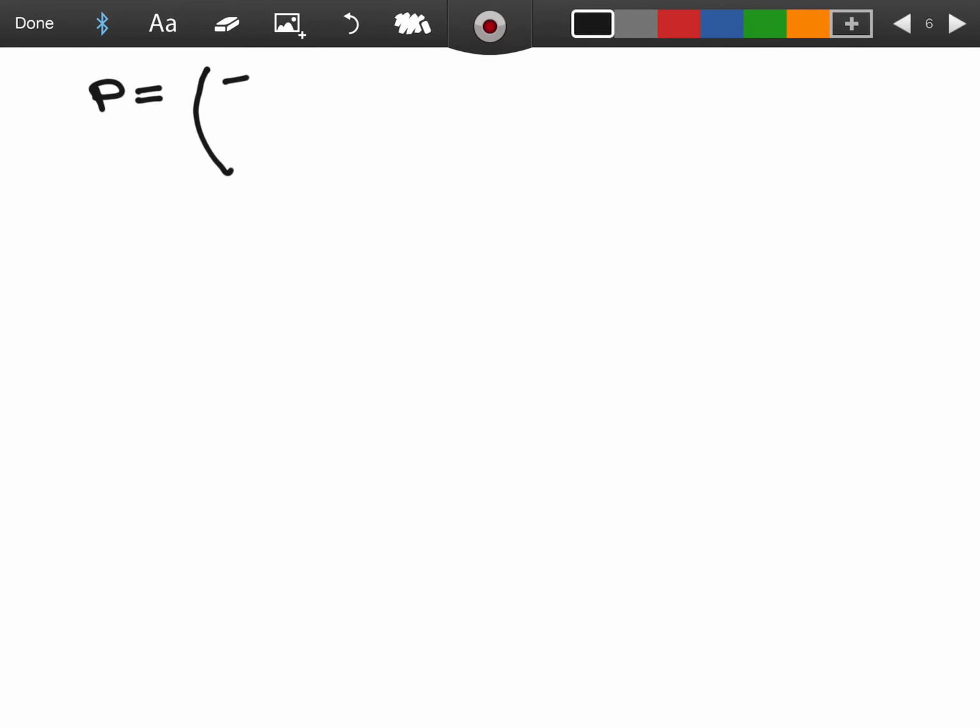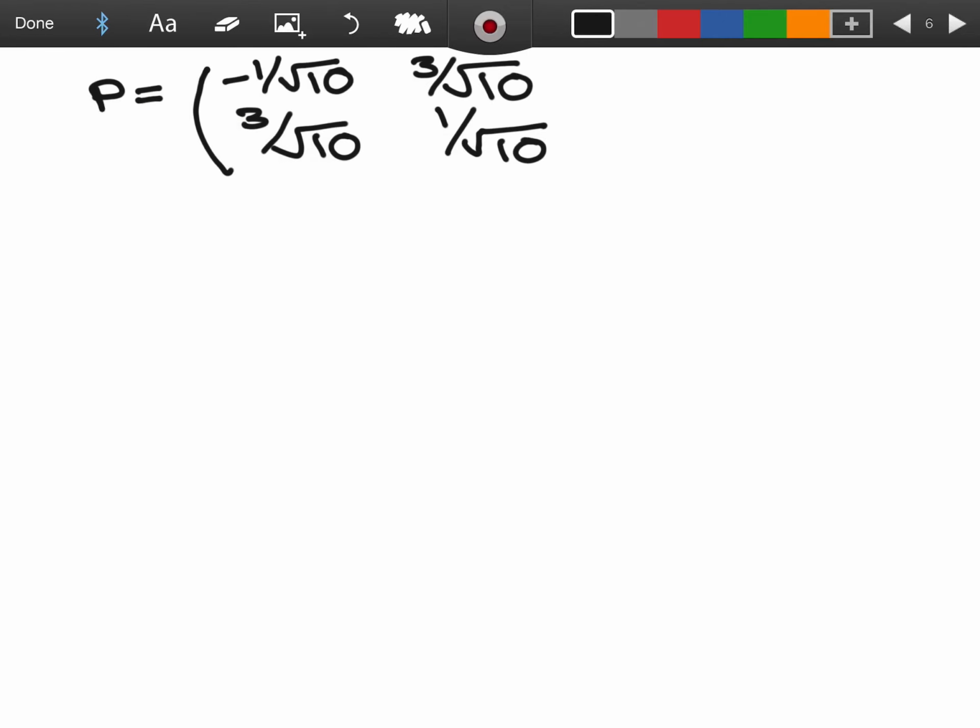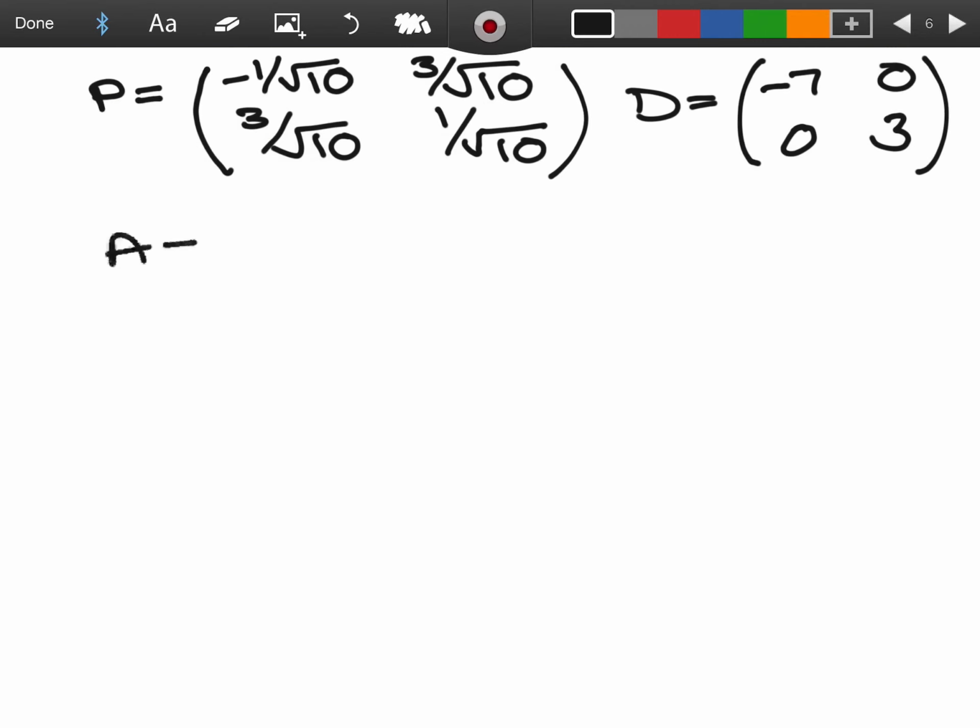P is going to equal negative 1 over the square root of 10, and 3 over the square root of 10, 3 over the square root of 10, and 1 over the square root of 10. And D is the diagonal matrix that's made up of the eigenvalues. So A is equal to PDP inverse, or P transpose, because we know that P is this orthogonal matrix. So that means that D is equal to P transpose AP.